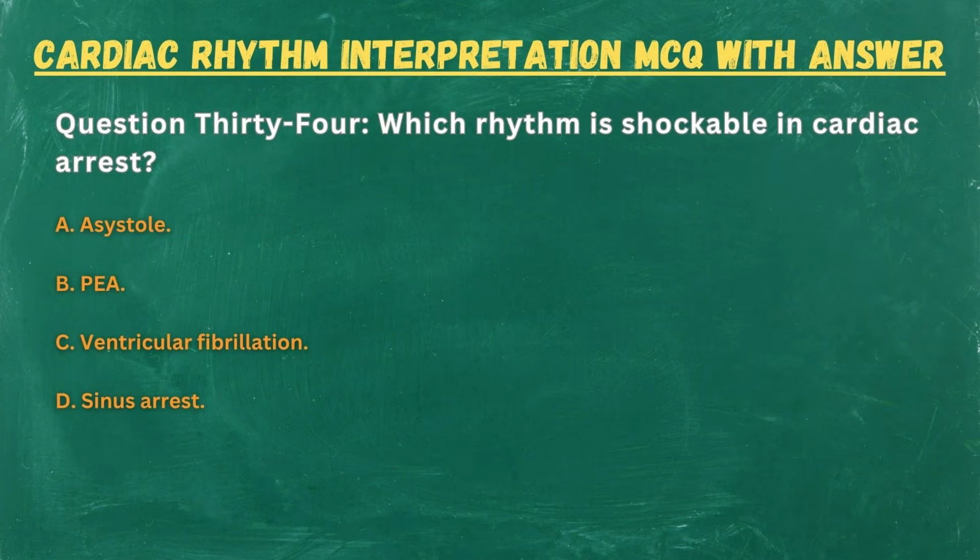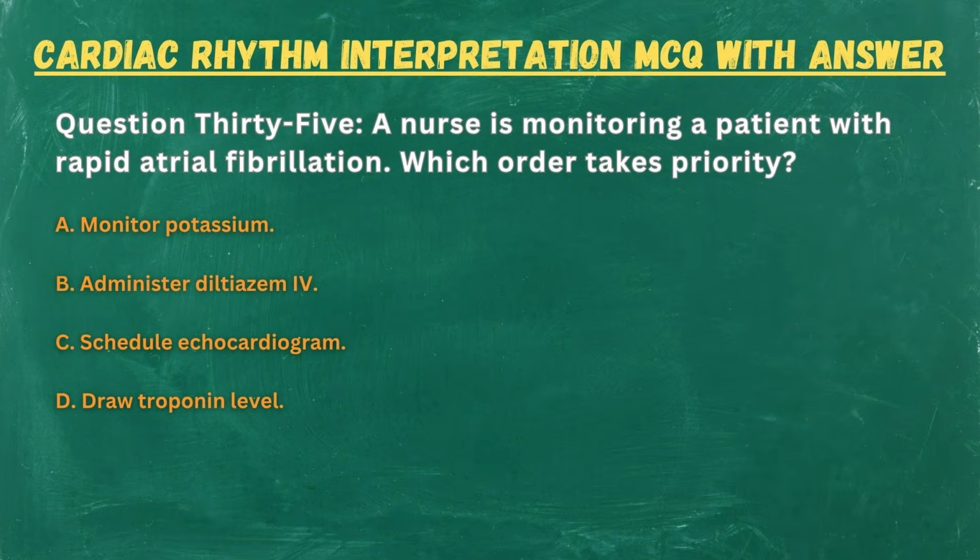Question 34. Which rhythm is shockable in cardiac arrest? A. Asystole. B. PEA. C. Ventricular fibrillation. D. Sinus arrest. Answer: C. Ventricular fibrillation.